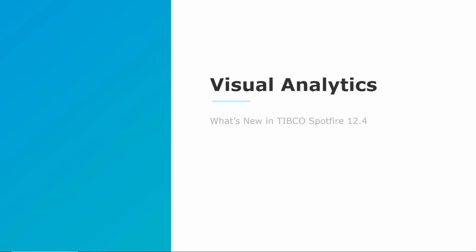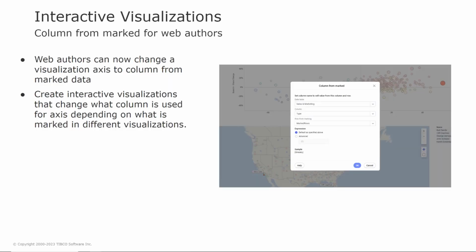So let's turn to visual analytics. Web authors can now change the visualization axis to column from marked data, making it easier than ever to create interactive visualizations that change what column is used for an axis depending on what is marked in other visualizations. So let's again see a short demo.